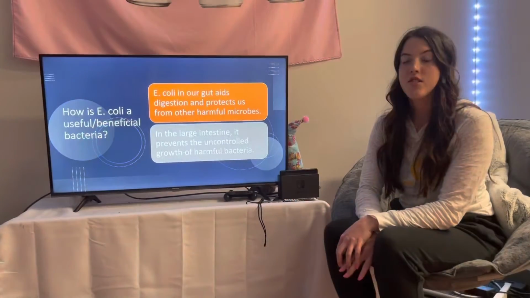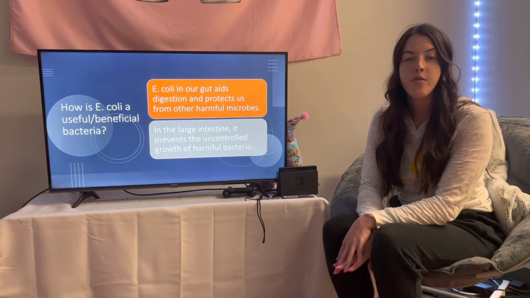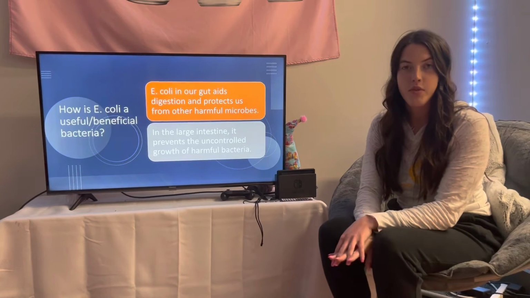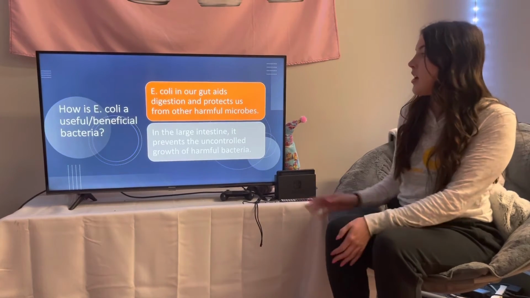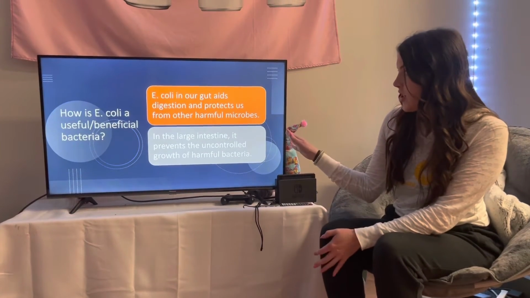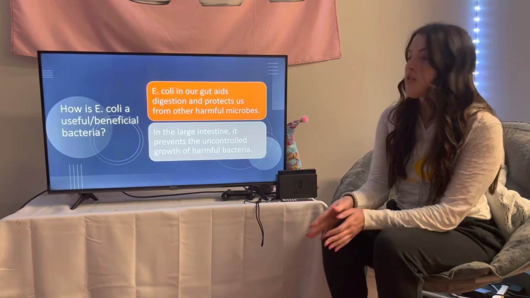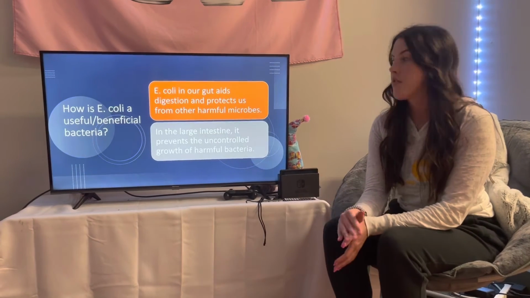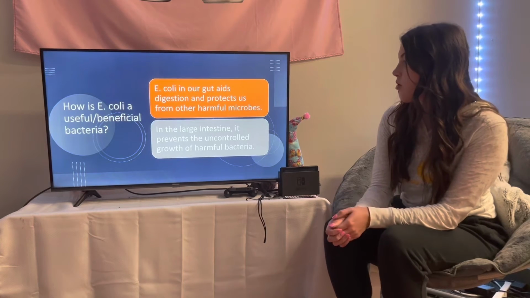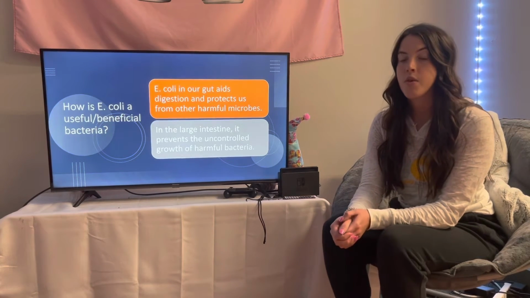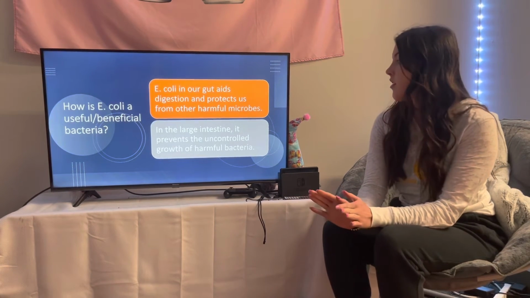Hi, I'm Sydney. So while E. coli is negative when it's not inside of the normal flora of the body, it does have a lot of positives to it in the digestive tract. It helps to aid in digestion and prevent other harmful microbes from taking over in the body. And in the large intestine, it also prevents the uncontrolled growth of harmful bacteria, so it works to keep our bodies clean of the bad bacteria.